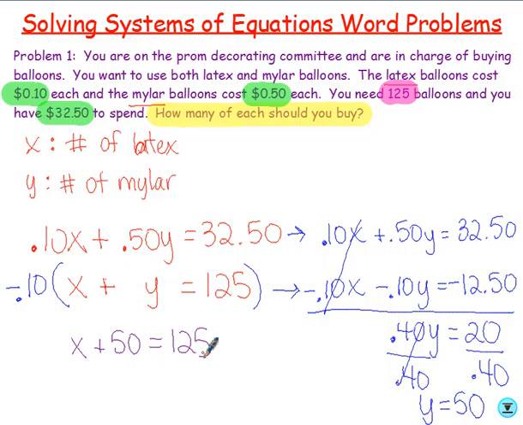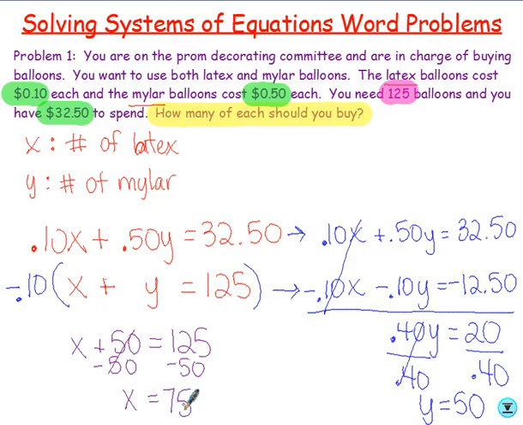I have one number to get rid of. I'm going to subtract 50 from both sides. That leaves me with x equals 75. Now, these are word problems. We are talking about real life stuff here. We are not going to write a pair, because that pair doesn't mean anything to us.